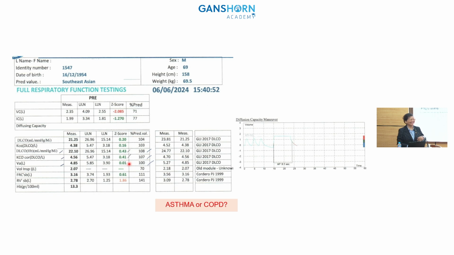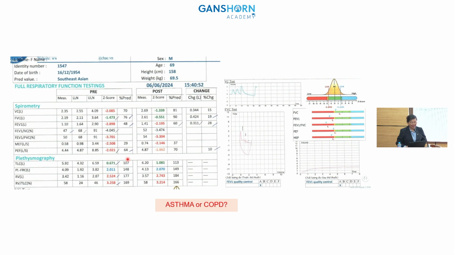I just have a discussion. Maybe the patient responds positive to the bronchoprovocation. Yes, correct, so that would determine asthma. But after the bronchodilator test, they still have obstruction. Yeah, they still have obstruction.